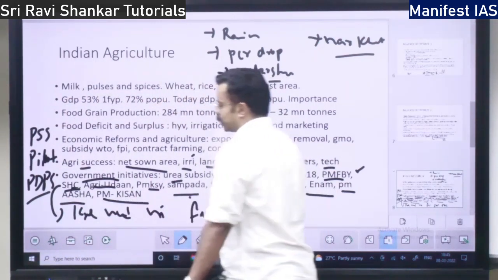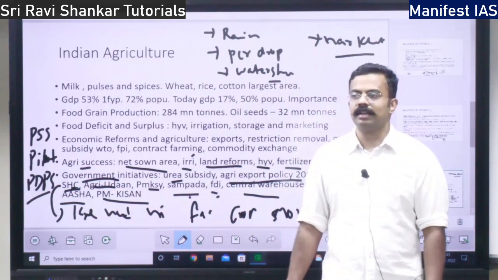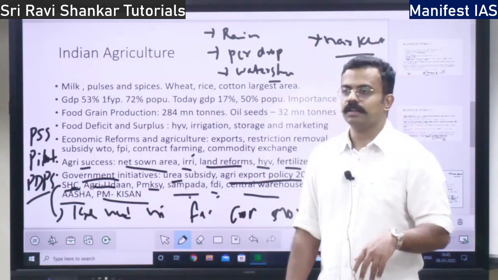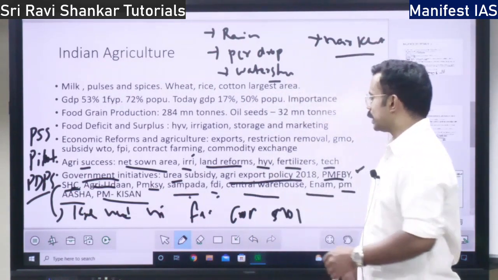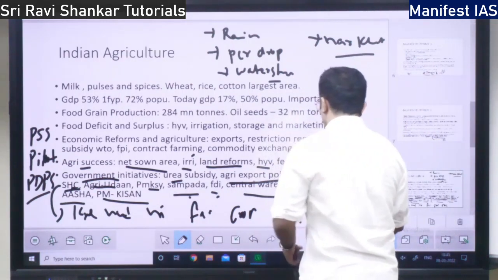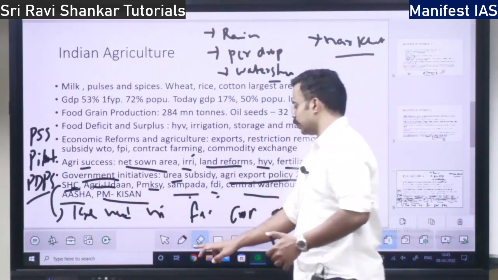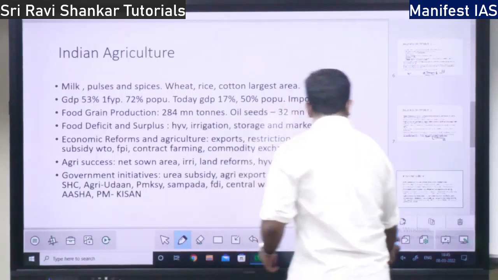Next you have PM Kisan. What is this PM Kisan? Every year they will give 6,000 rupees to farmers. That is the PM Kisan scheme, right? These are the schemes with respect to agriculture by the government.